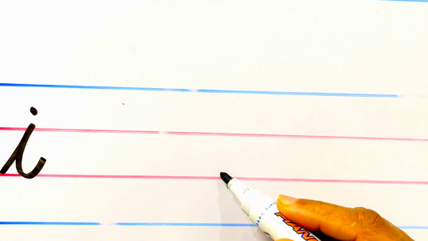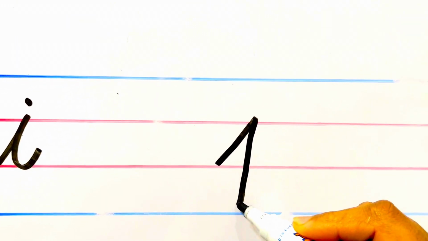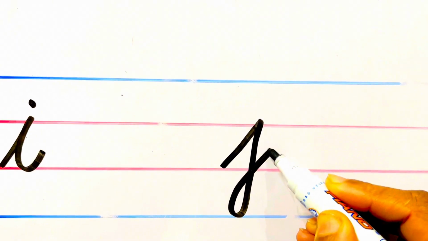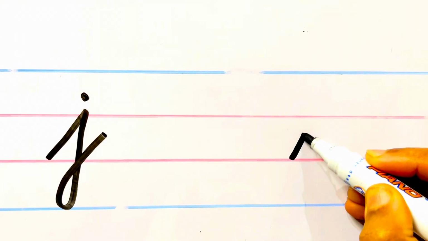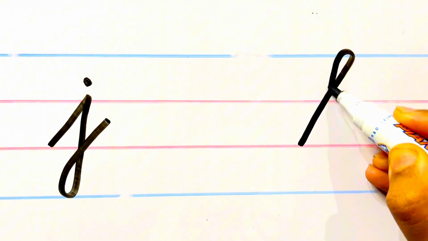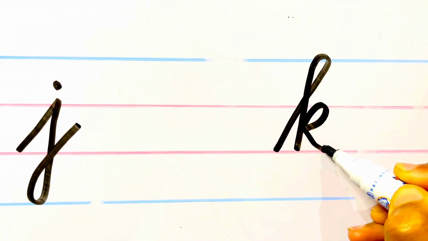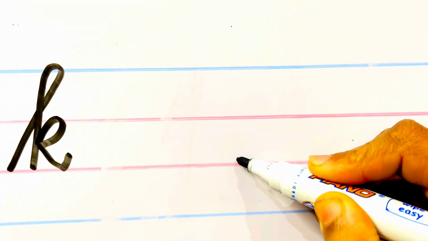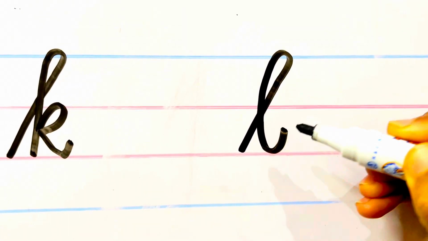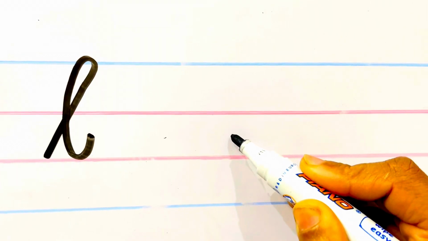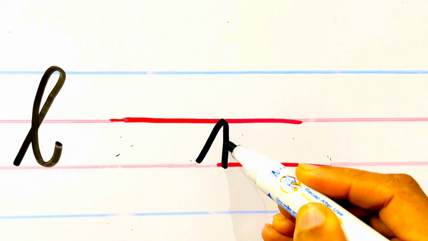To write J in cursive, we draw a slant line, then make a slant line that touches root line and then draw a line upwards. To write K in cursive, we draw a slant line with a loop, then make a very small left curve, then make a tail. To write L in cursive, we make a slant line with a loop, then make a tail.